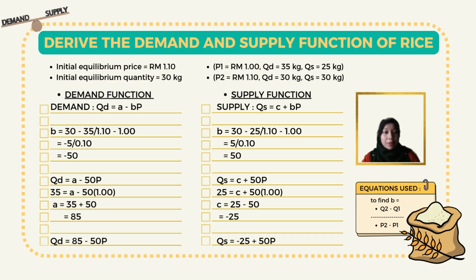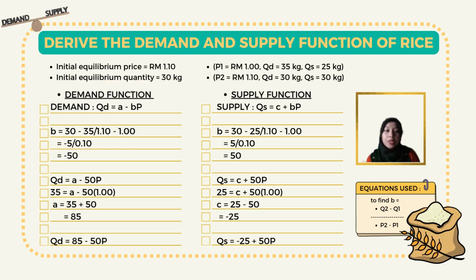It goes the same for the supply function, with the supply equation being QS equals C plus BP. Let's first solve the B using the same method. So 30 minus 25 over 1.10 minus 1 equals 5 over 0.1. B equals 50. Now replace all the numbers within the equation.